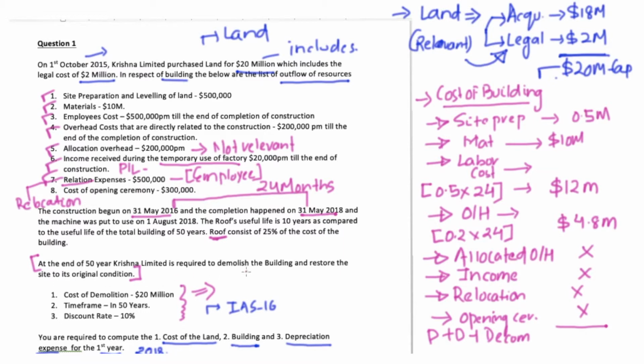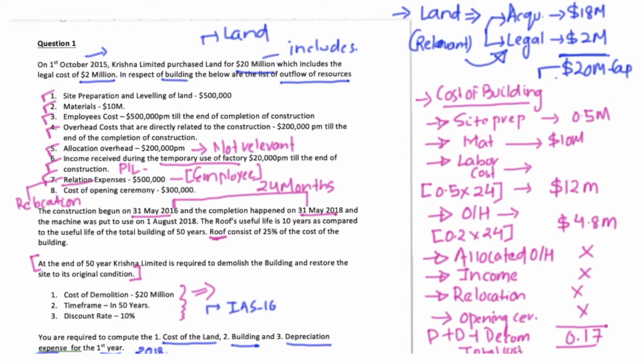So the cost that the Krishna Limited is going to incur is 20 million, and the time frame was after 50 years. And the discount rate that we have taken to be 10%. Now I've computed the present value of it, and the decom is coming out to be $0.17 million.